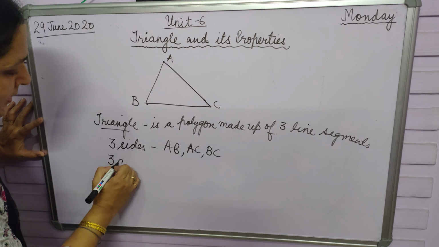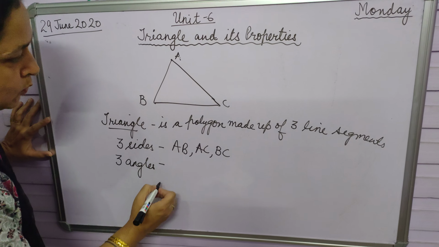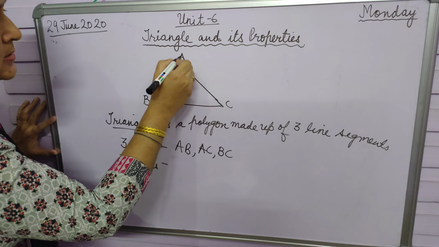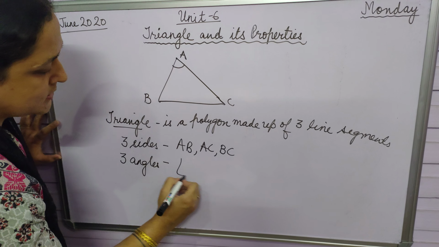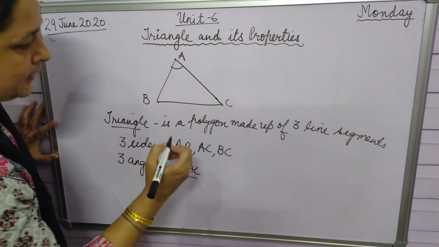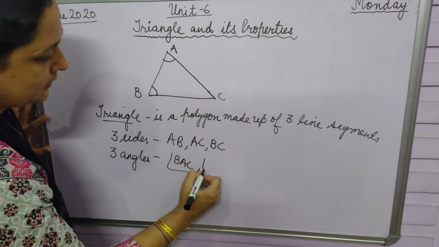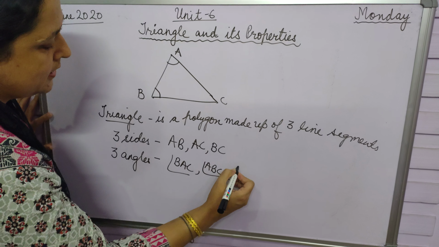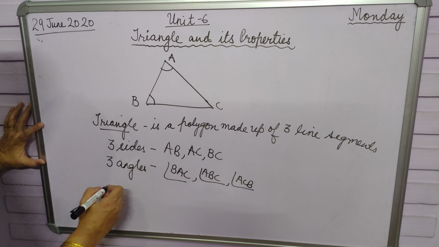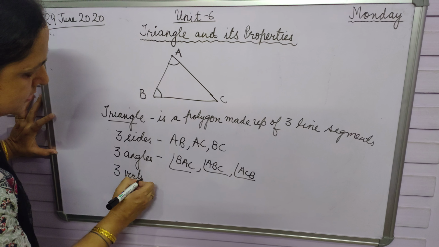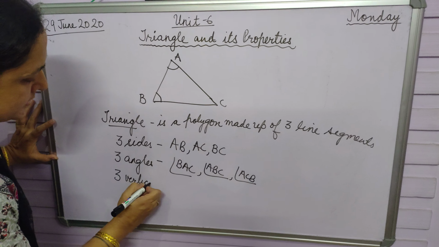Then there are 3 angles. And what are these angles? This angle is termed as angle BAC, or it can be written as CAB. Why the same thing? Angle BAC. Let us name this angle ABC, and angle ACB. And this triangle has been formed by joining 3 vertices. Vertices means the corners, and these are A, B and C. So a triangle has got 3 sides, 3 angles and 3 vertices.